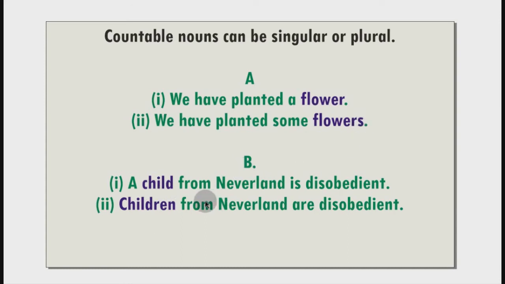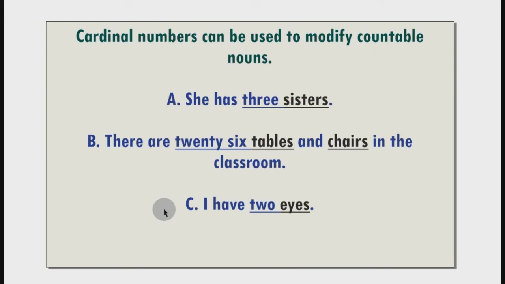Example B: a child from Neverland is disobedient. A child, singular. Children from Neverland are disobedient. Here, children, plural. So countable nouns can be singular or plural.